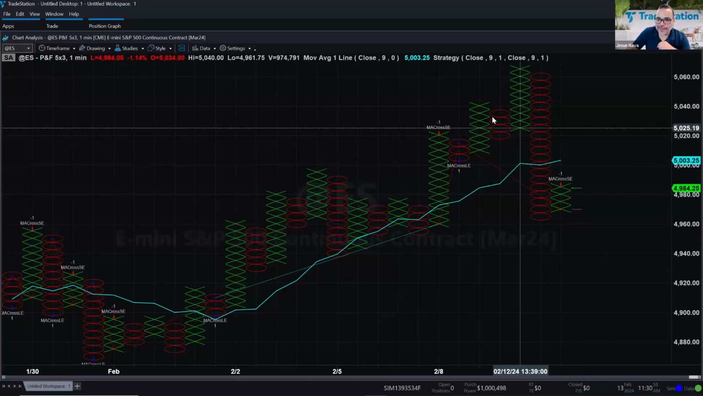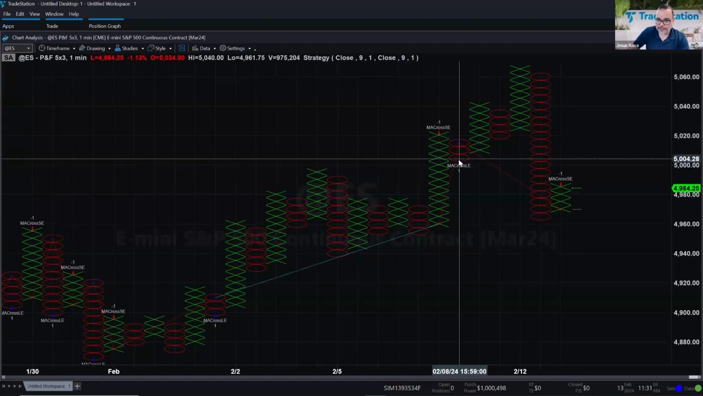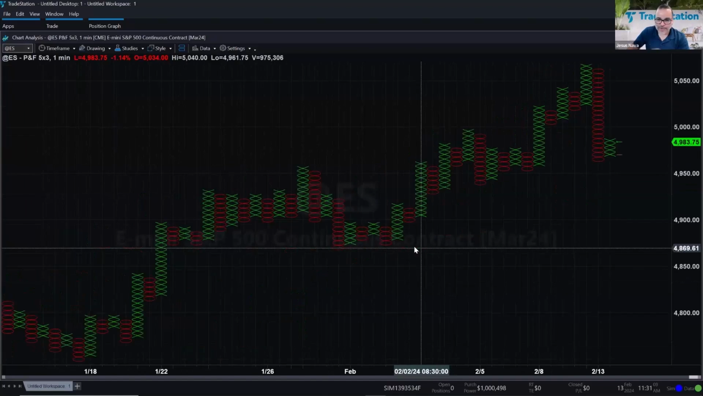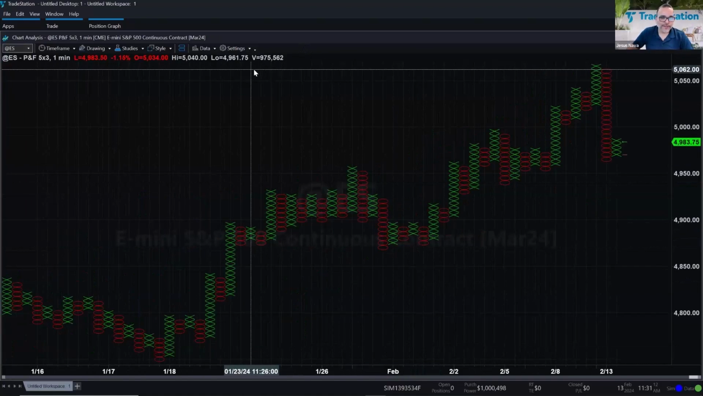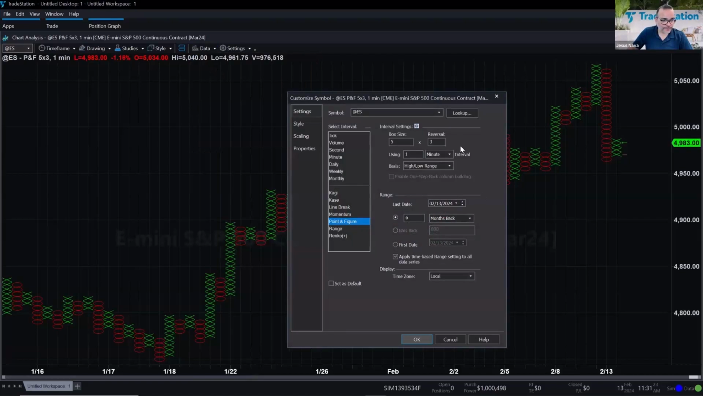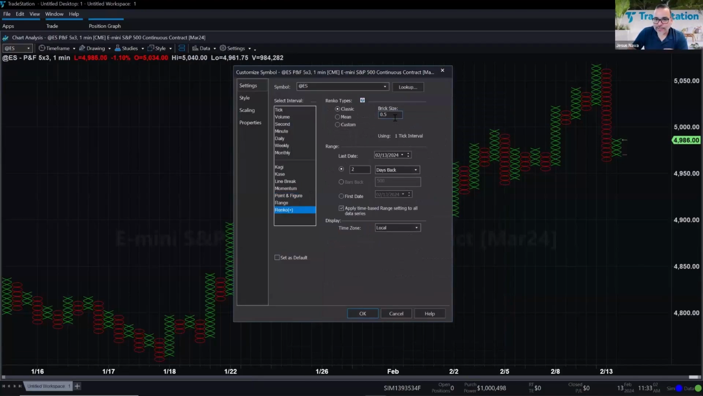Another price-based chart that I've worked on, just to see what the behavior of a strategy would be on its candles, is Renko. Let me go ahead and remove my moving average. Let me go here to data and go to edit symbol. Renko. Again, with Renko we have to specify a brick size. I'm going to set the brick size to 5. Again, 5 would be $250 movement on the S&P E-mini.